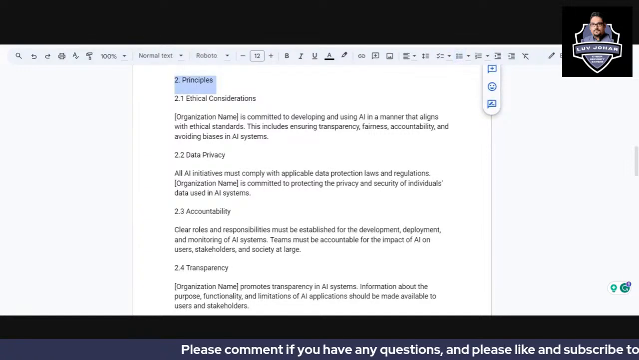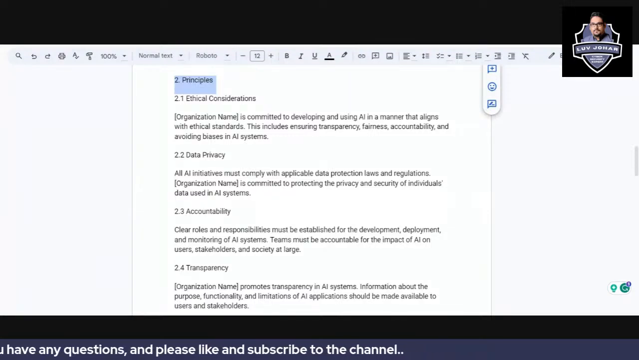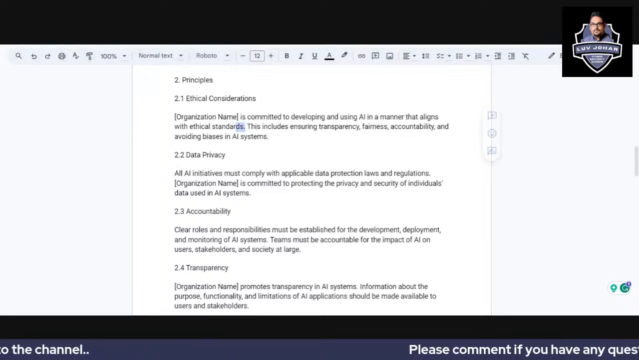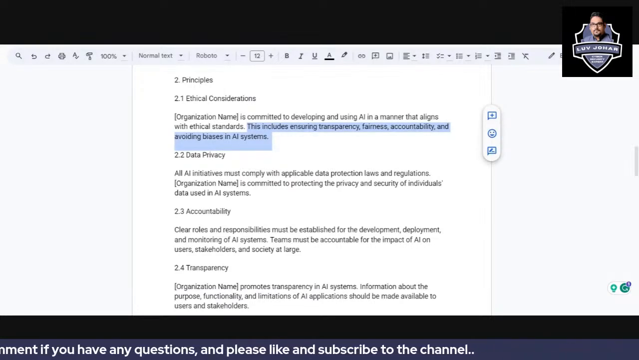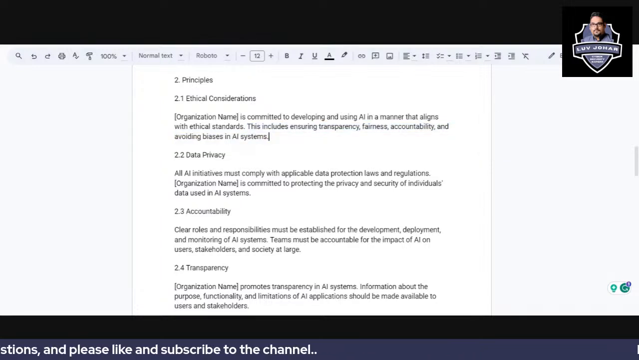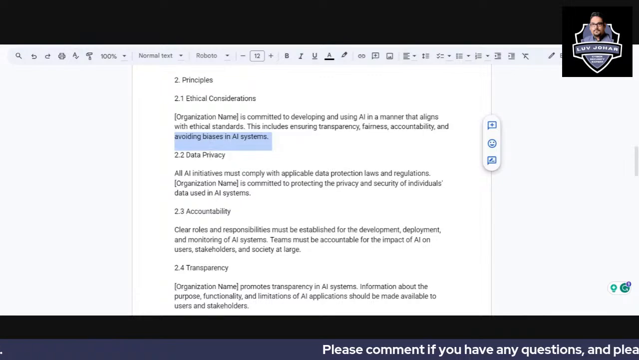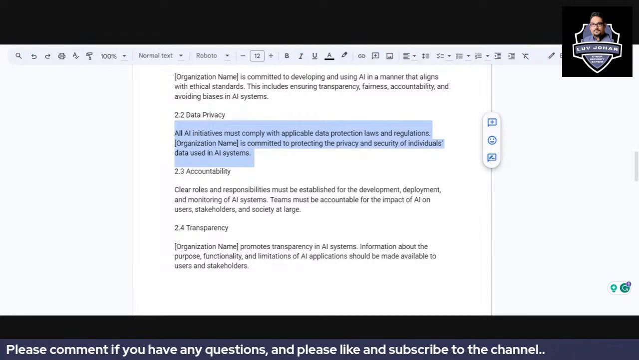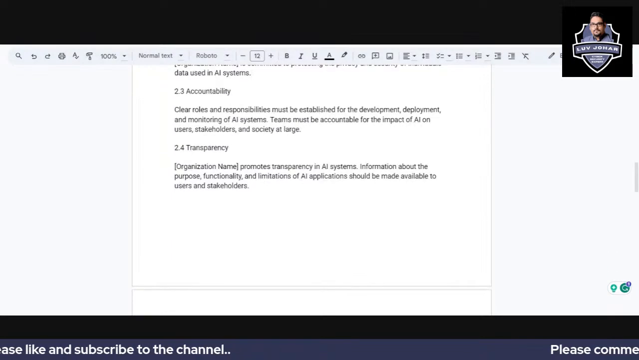Then one important point again, friends, is principles. What are the principles governing AI use in your organization? You have to make sure that you are developing and using AI in a manner that aligns with ethical standards. This is very important, and this is actually part of the regulatory frameworks as well in many countries, that you have to ensure transparency, fairness, accountability, and avoiding bias in AI systems. So you have to incorporate them while designing the AI. Then data privacy, again very important, and you already have compliances around this, so it should also be there, and you have to make sure you enter it in the policy.